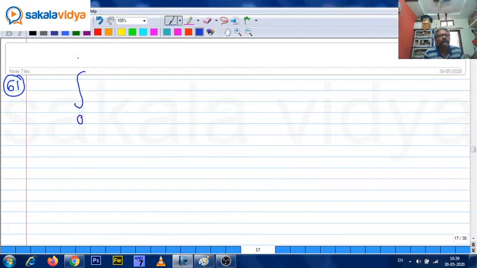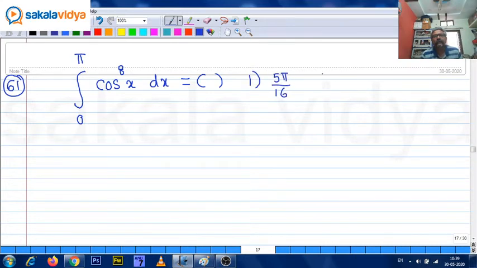Integral 0 to pi of cos x to the power of 8 dx equals: first option 5 pi by 16, second option 35 pi upon 128, third 5 pi upon 18, fourth one 5 pi by 18.